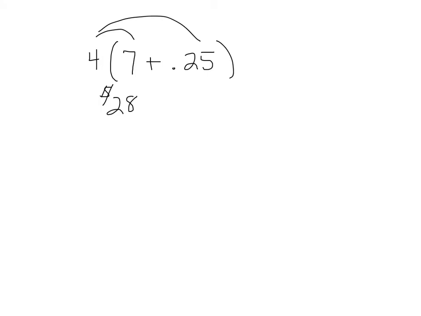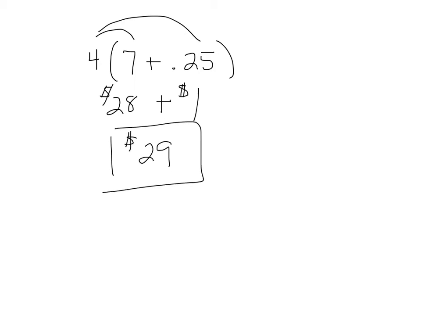4 times 25 cents gives you $1. So really, this would be how much? It'd be $29 for her weekly cost of tickets. And I did that completely in my head.